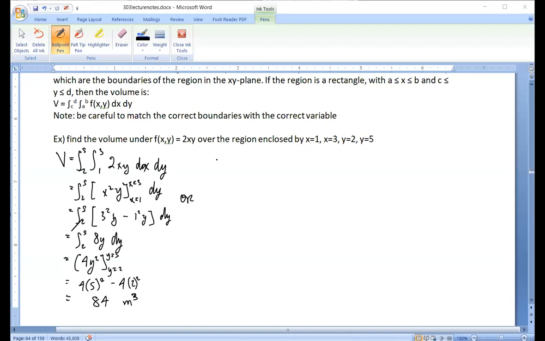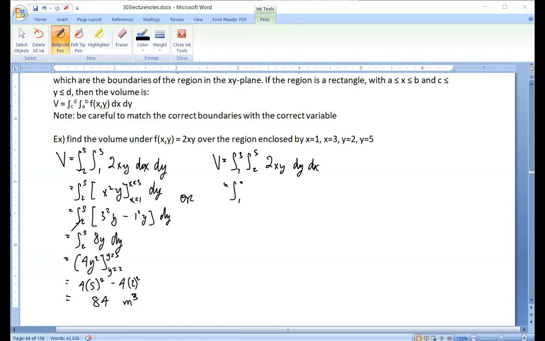So just to show how it would go, yes, you could also do it in the other order. So our first integral was dx dy. Here we can set up the integral dy dx. So just pay attention to the fact that the boundaries need to match with the variables.